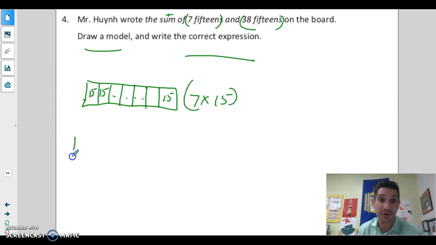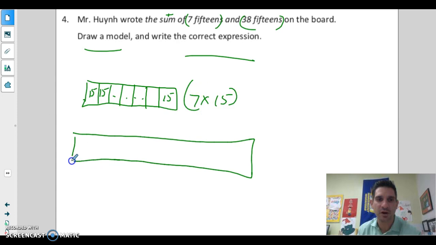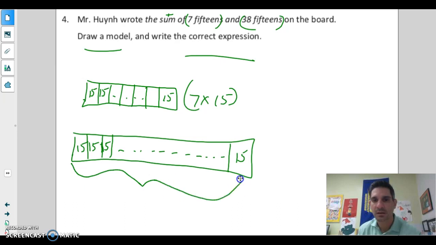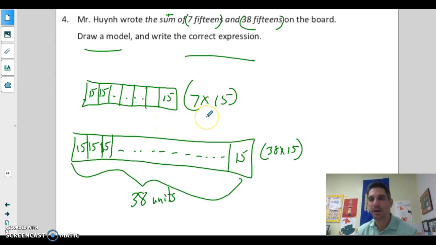Now the next one, I have 38 15s. No, you don't have to draw 38. You can do 15, 15, 15, and then dot, dot, dot, and then 15. Then you can say this is 38 units, so 38 pieces. And this would be 38 times 15. So these are the models. It's not like a fashion model. It's a tape diagram model.